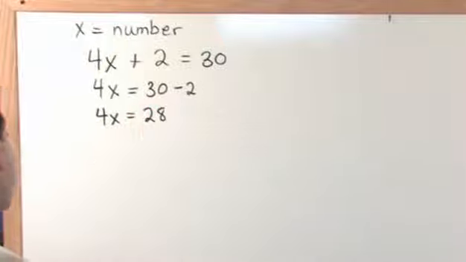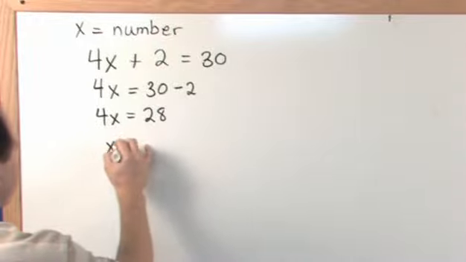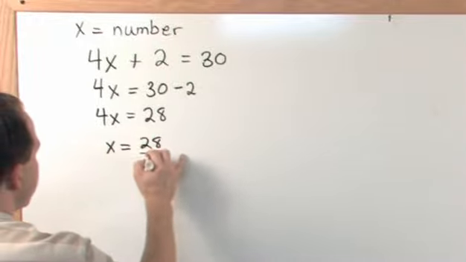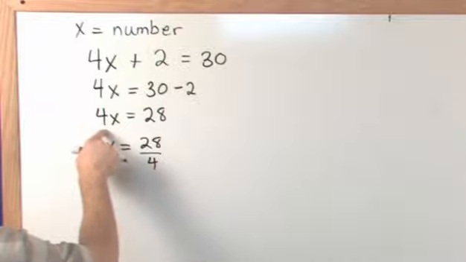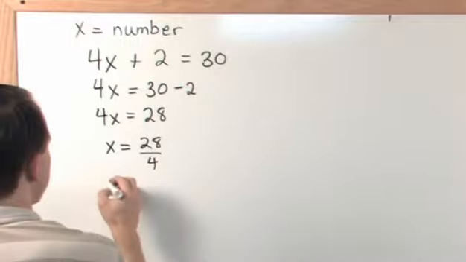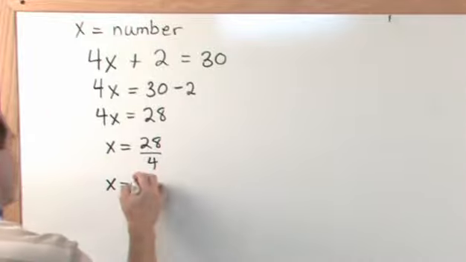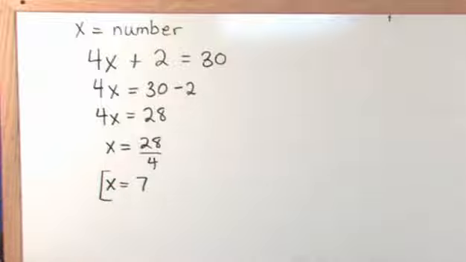Okay? And then to solve for x, you divide both sides by 4. So x is going to be equal to 28 divided by 4. So on the left, 4x divided by 4 gives you 1. So that's why you have the 1x there. And 28 divided by 4. So x is going to be equal to 7. Okay? X is going to be equal to 7.